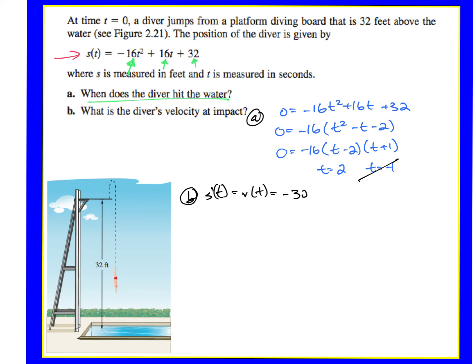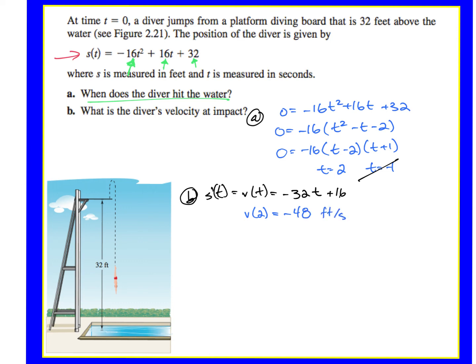Negative 32 t, and then plus 16. And then what happens to the 32? Goes away. All right. So now, what do I want to substitute in? A 2 for t. So now I want to find v of 2, or s prime of 2, if you notated it that way. So when I substitute in 2, I end up with negative 48 feet per second.